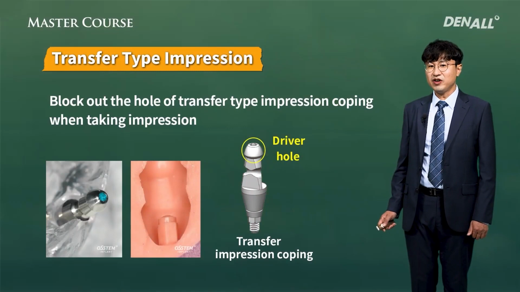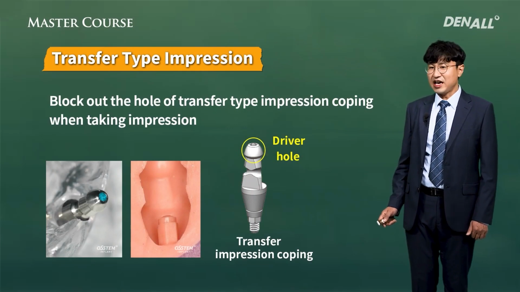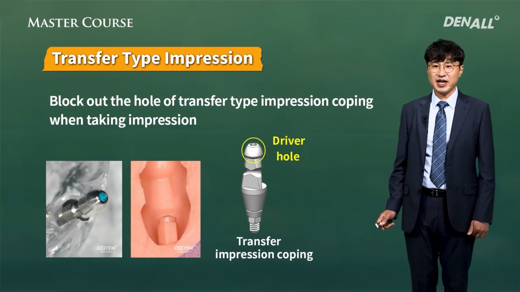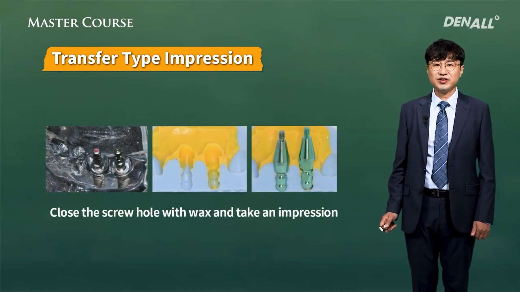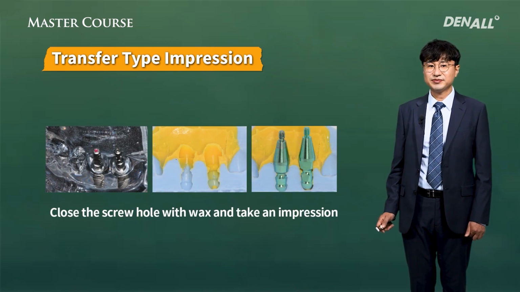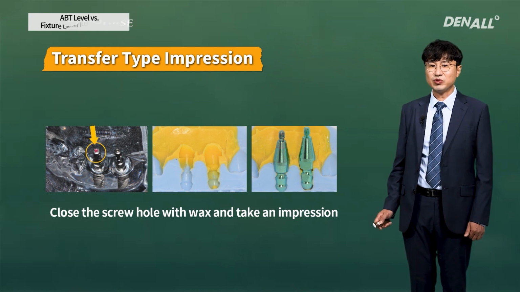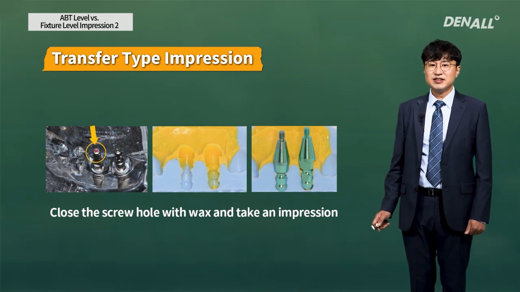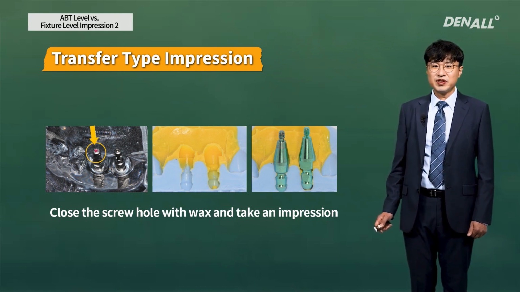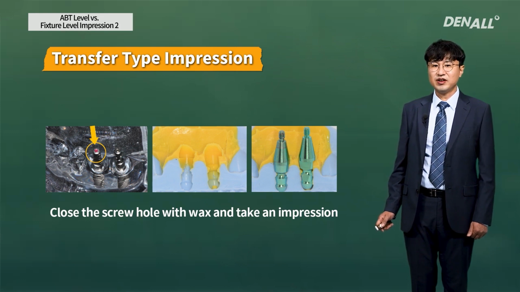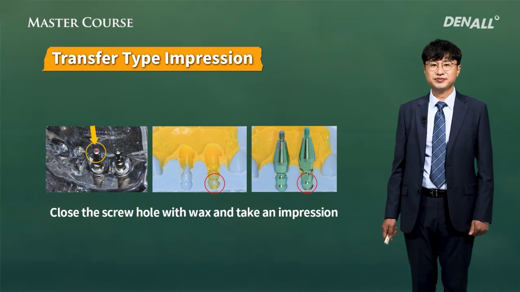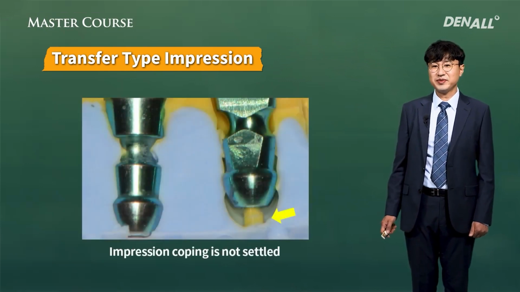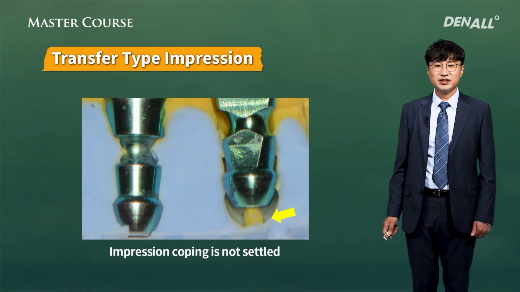Using transfer impression coping, what is important is that driver hole needs to be blocked out. So if you take even impression to the driver hole, next mistakes can occur. Now the circle area is where I used wax to block out. Impression is elastic, so in reposition transfer impression coping, because of the red circled area, it can settle not sufficiently. So if you enlarge it, you can understand further.